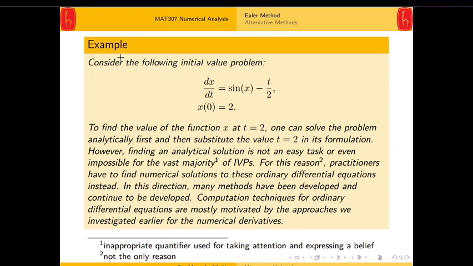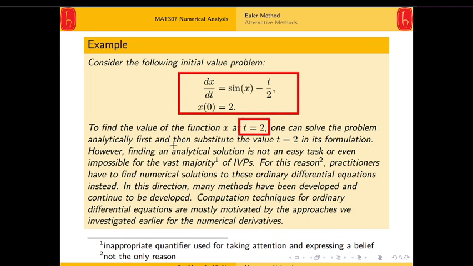First, let's consider an initial value problem in this form. To find the values of the function, the unknown function here is x, and x is a function of t. So what we need is finding x(t) at some point. Say we need the function value x at t equal to 2. To that end, one can solve the problem analytically first, and then substitute the value t equal to 2 in its formulation. This is one approach.